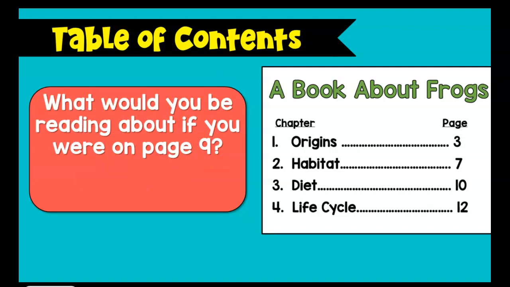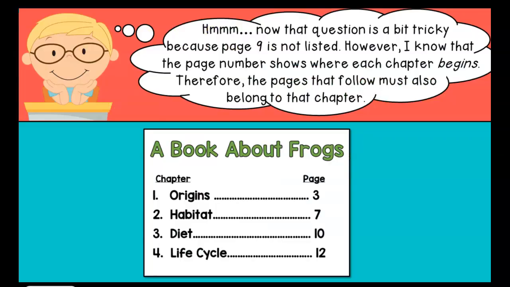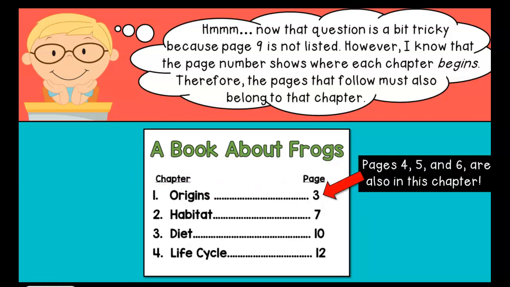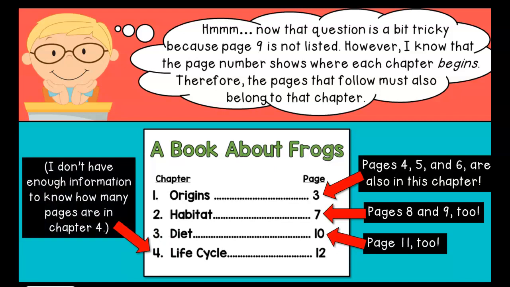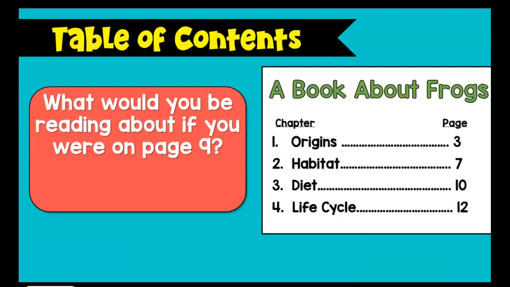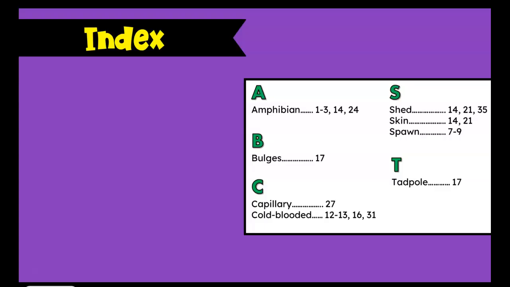What would you be reading about if you were on page 9? This one might be a hard one for you since there's not an actual page 9 on there. But it would be the habitat. Okay? So pages 4, 5, and 6 are also in this first chapter of Origins. Pages 8 and 9 would be considered to be on the habitat. Pages 10 and 11 are diet. And then I don't have enough information to know how many pages would be in chapter 4. So what would you be reading on if you were on page 9? The frog's habitat.